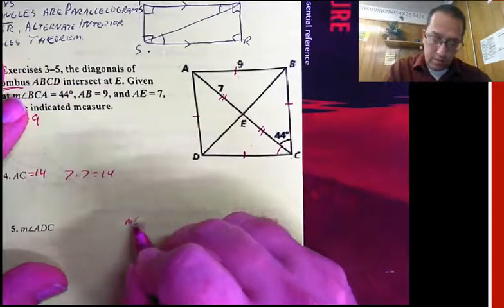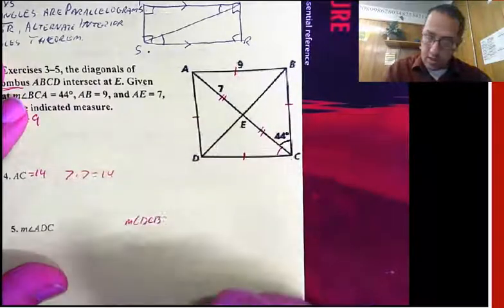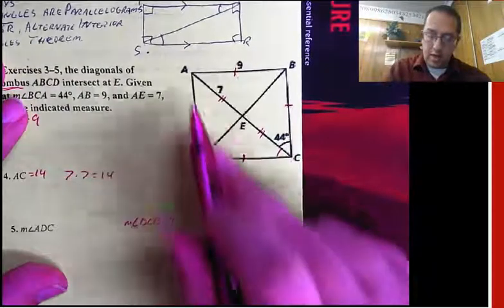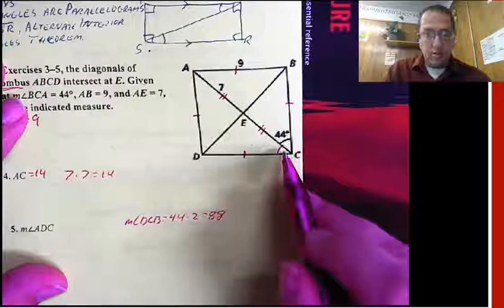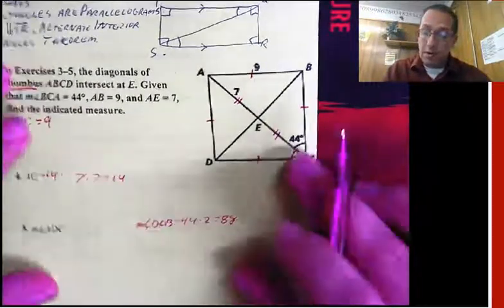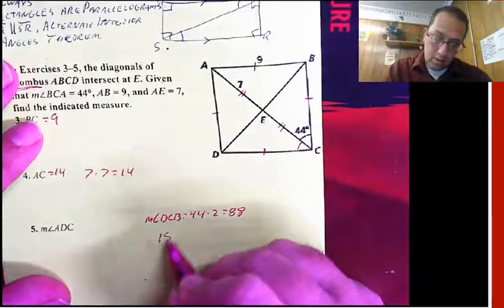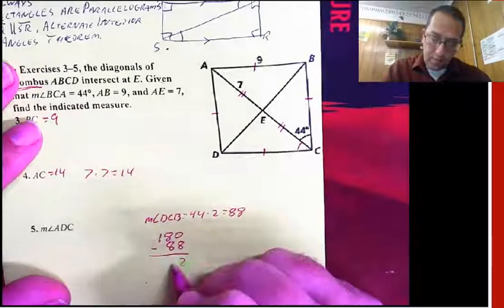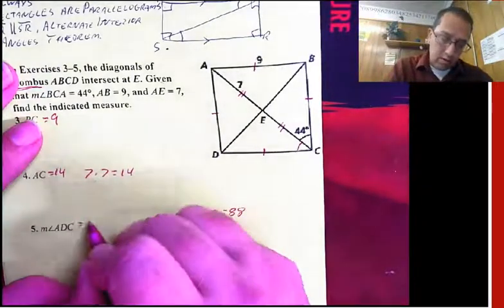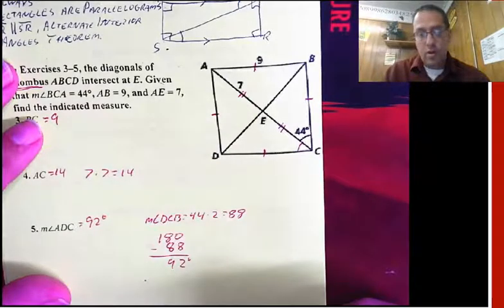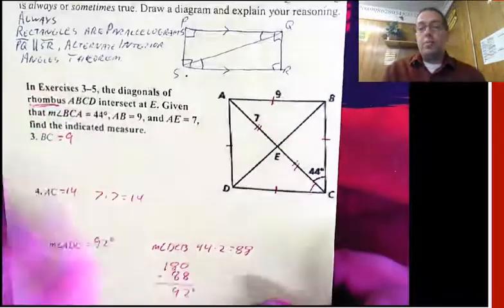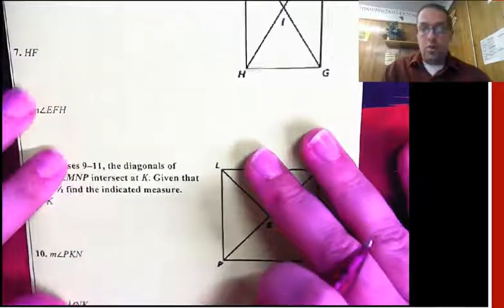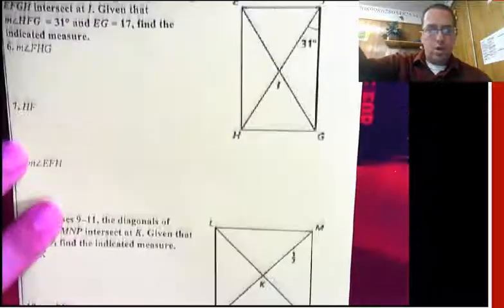So the measure of angle DCB is equal to 44 times 2, which is 88. And I know ADC is going to be supplementary to that because it is still a parallelogram. So I'm going to do 180 minus 88, and this is going to give me 92. So this is 92 degrees. Because remember, all of those properties about parallelograms still work for rhombuses, the rectangles, and also the squares. All right, so let's take a look at this one.